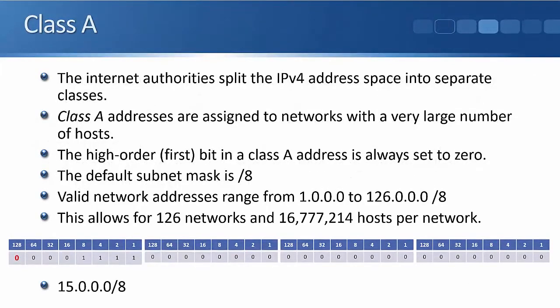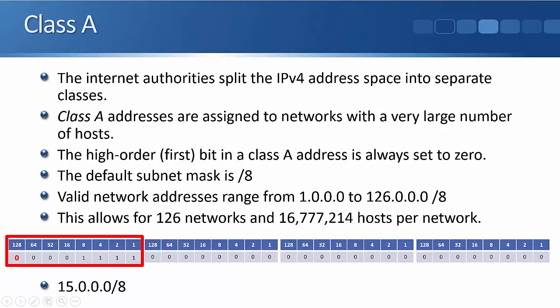So Class A addresses. The Internet authorities split the global IPv4 address space into separate classes. Class A addresses are assigned to networks with a very large number of hosts. So Class A, there's going to be a small network portion and a large host portion. The high order bit, which is the first bit in a Class A address, is always set to 0. And if you look down in the bottom left at the address there, you see I've highlighted the first bit. It's always going to be a 0 in a Class A address.